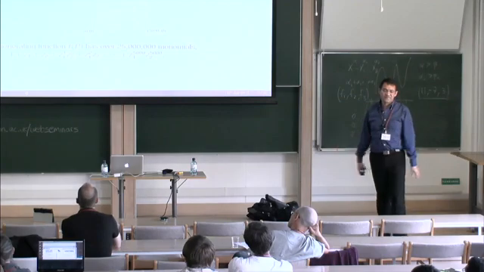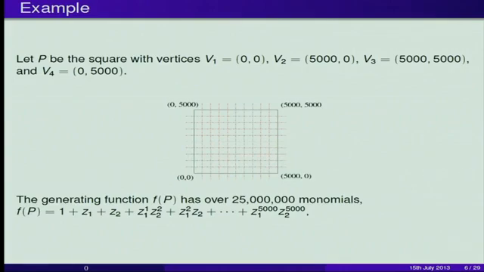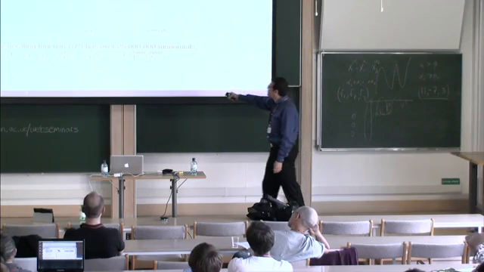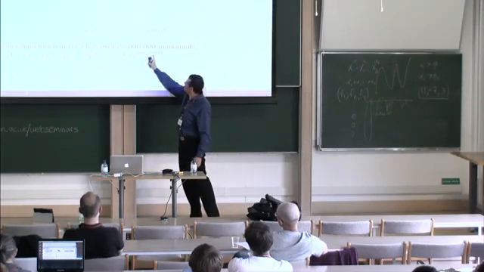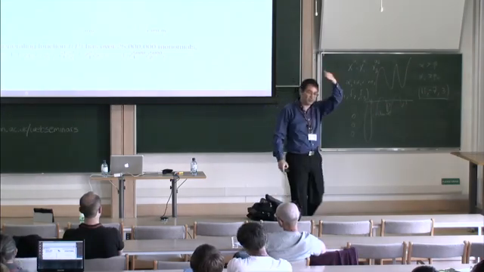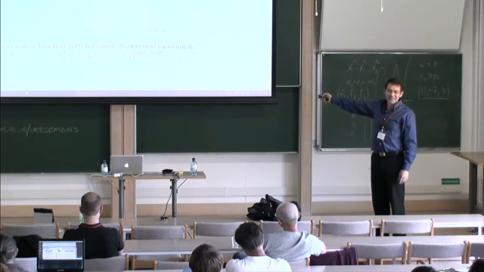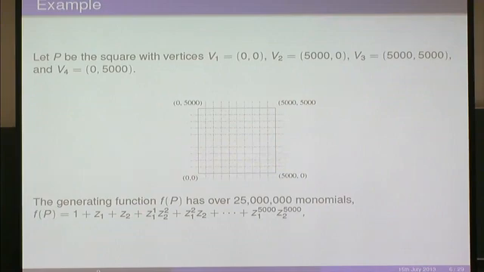So here's an example. Let's take a square. It's a 5,000 by 5,000 square. So there's more than 25 million lattice points inside this square. So from here to here and from here to there. So for example, at this corner over there, you have the lattice point 5,000, 5,000, which is now a monomial, right? It's z1 to the 5,000, z2 to the 5,000. So you don't want to type these, right? I mean, nobody wants to type one by one all the monomials.